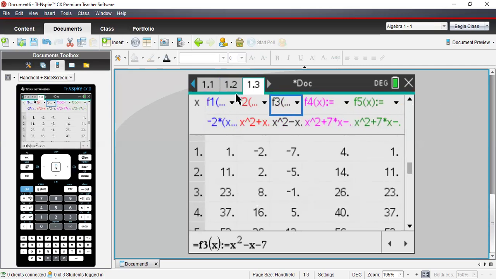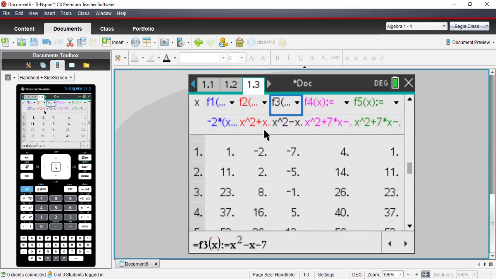You can see the original, you can see the first one, the second one, the third one, the fourth one. Now all you have to do is look at the outputs. These are the inputs, and here are the outputs. 1, 11, 23, 37. Look over here. 1, 11, 23, 37. Just looking at the outputs, it's obvious which of these expressions or functions are identical. Number 1 and number 5.